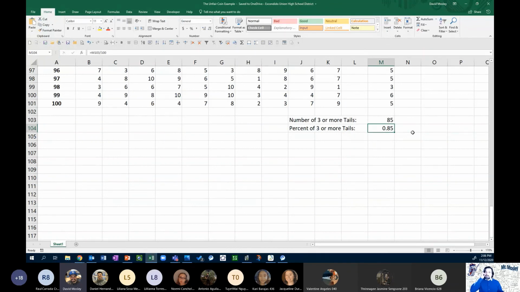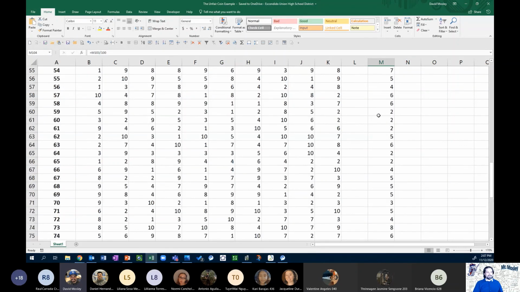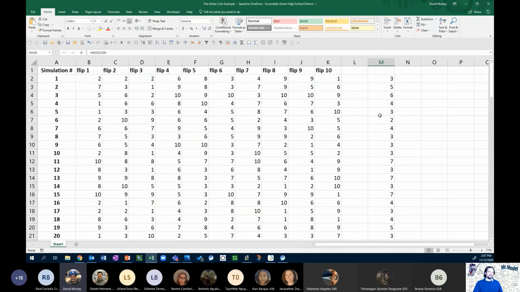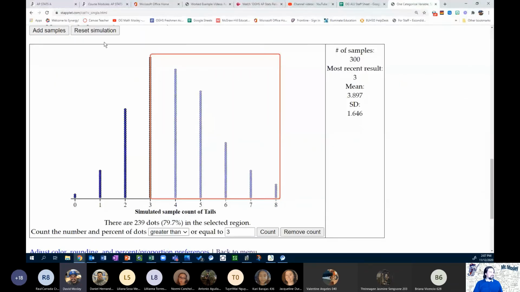So this simulation came out pretty close to the other simulation. So there's that. So there's a few different ways you can do it. Excel's a little bit harder to get set up as opposed to Staplet, but there's options. All right. And that's it.